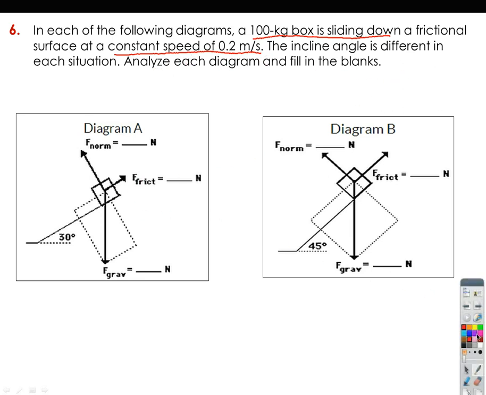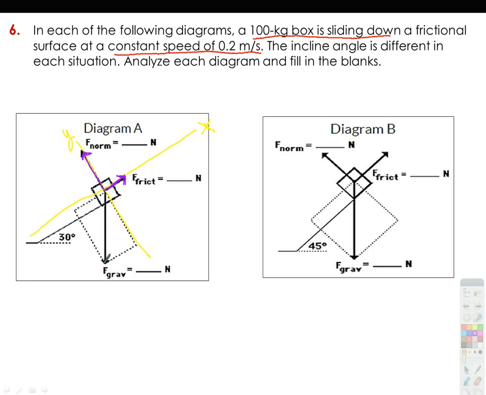Like what we discussed in class, when you have an object on an incline, the first thing that you should do is to choose which is your x-axis and which is your y-axis. We always choose along the incline as our x-axis, and perpendicular to the incline as our y-axis. With that, the normal force is along the y-axis, and the frictional force is along the x-axis. The Fg is in between the x and the y-axis.